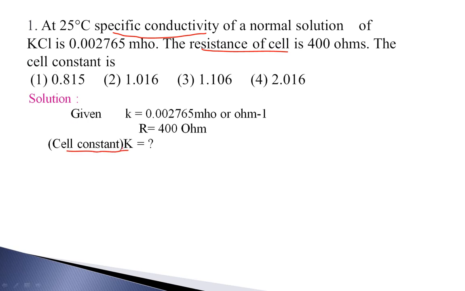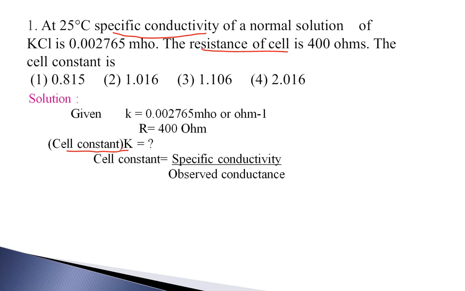We know that the formula of cell constant is specific conductivity divided by the observed conductance. Here small k is the specific conductivity. Then what about observed conductance? We know the relation between conductance and resistance: conductance is the reciprocal of resistance. So using this relation we have to calculate this cell constant.